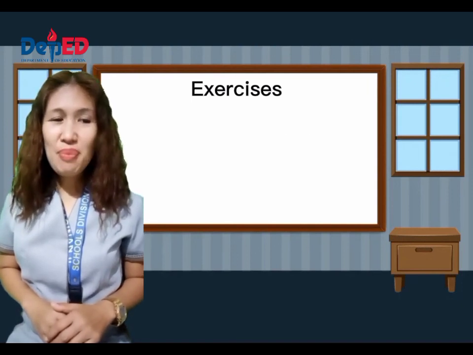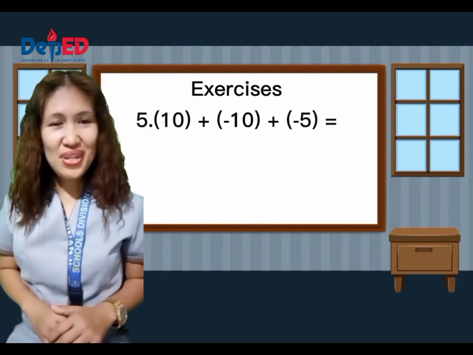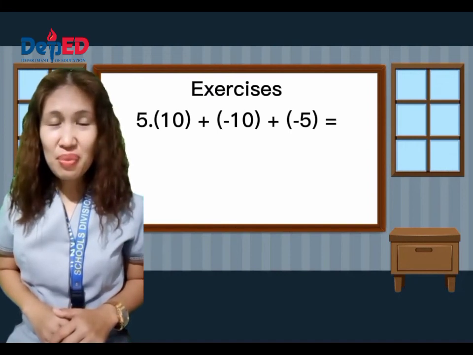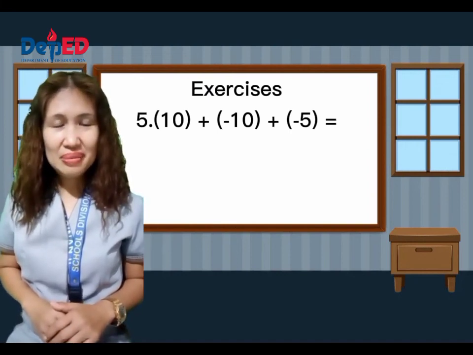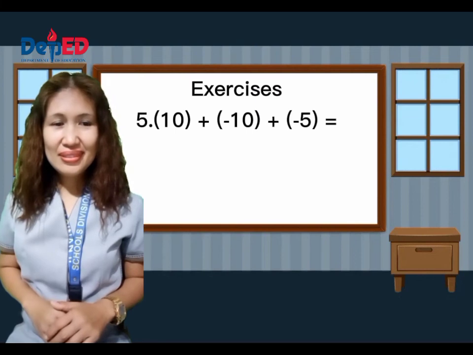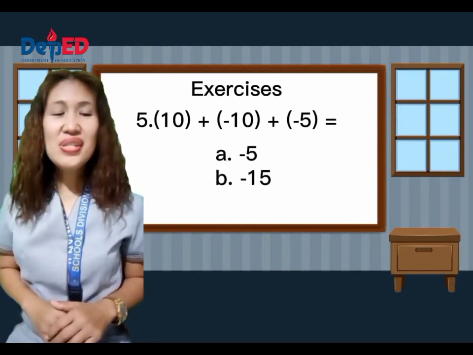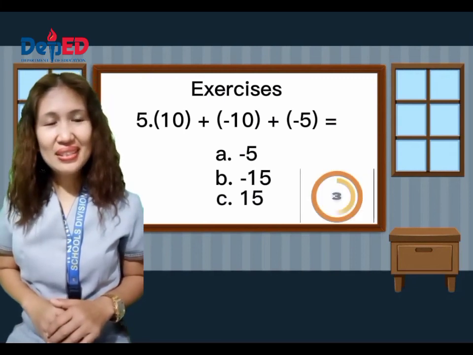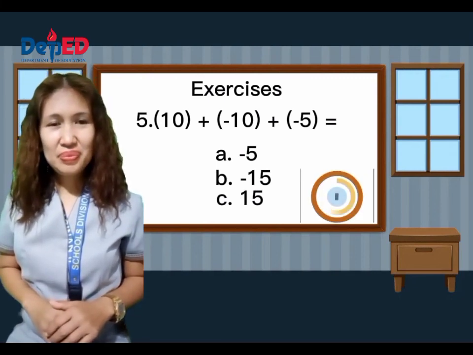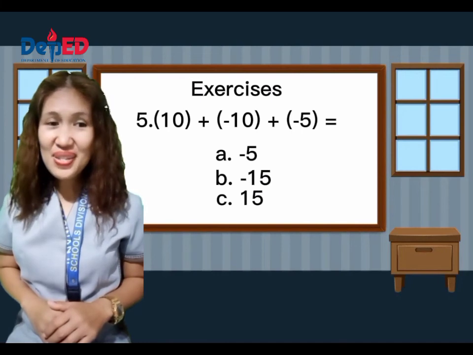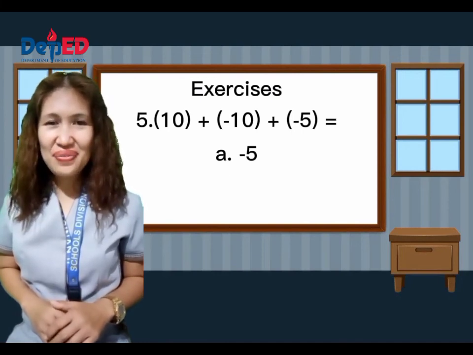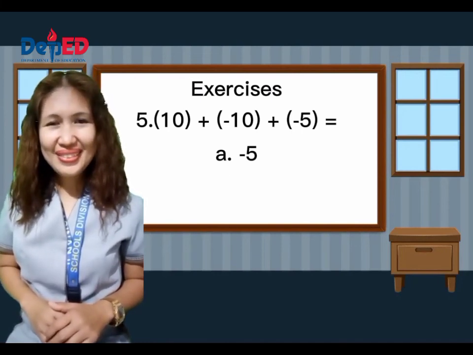And last, we have 10 plus negative 10 plus negative 5. What is the sum? A, negative 5, B, negative 15, or C, 15? The correct answer is negative 5. Correct! Good job, learners!